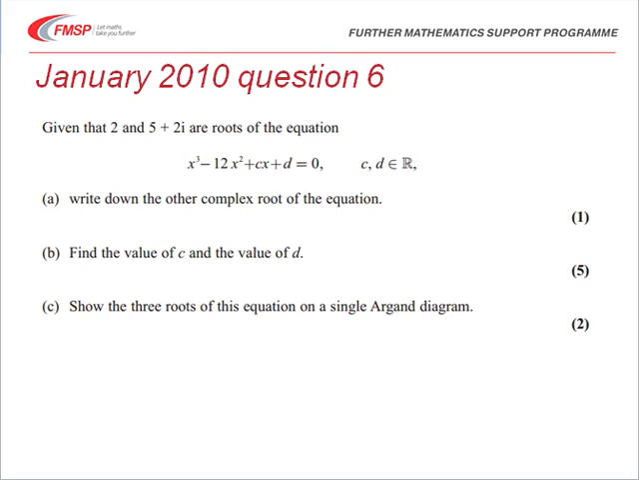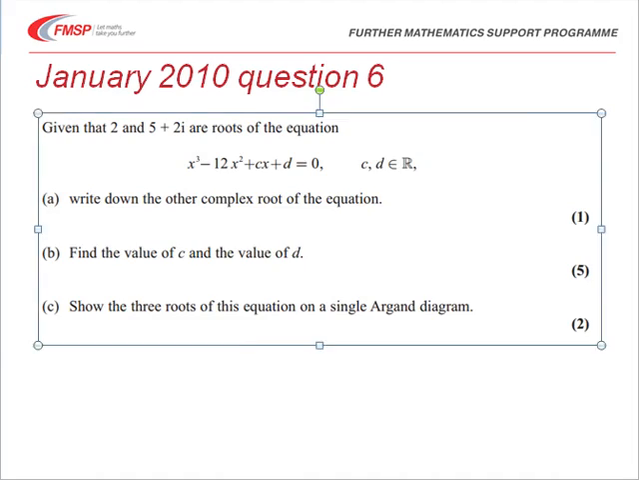In the question we're given two roots of a cubic equation where two of the coefficients c and d are unknown. We're first of all asked to write down the other root, and then with the information we've got to find the values of c and d, the two unknown coefficients. Having found those values, we're asked to show the three roots on a single Argand diagram.